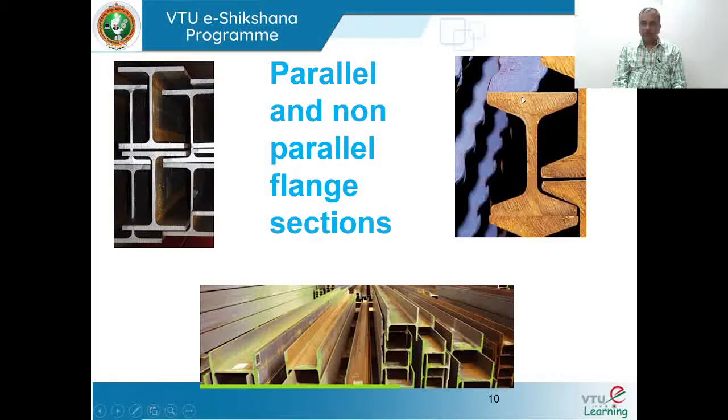The thickness of the flange is taken somewhere at the center of the outstand, because it is varying from outside up to the junction. But what is the outstand that needs to be calculated, and exactly at half of the outstand, if you calculate the thickness, that is what is designated as the average flange thickness of the tapered I-section. Another interesting thing you need to see, either in the parallel flange section or in the non-parallel flange section, which is the tapered flange section.